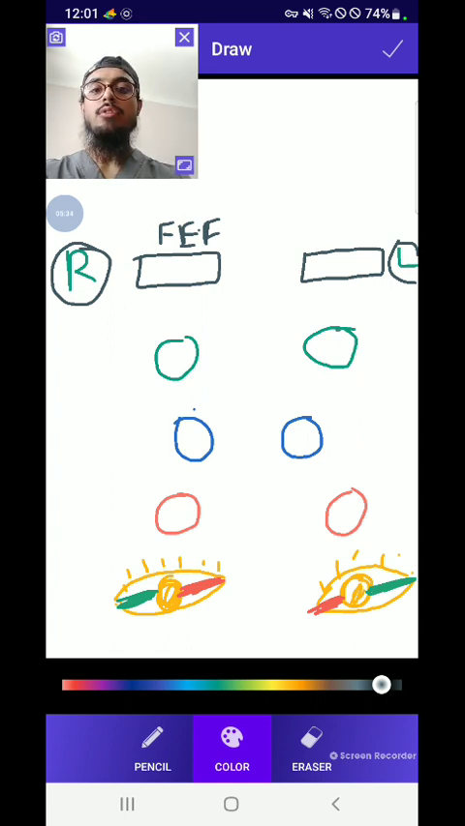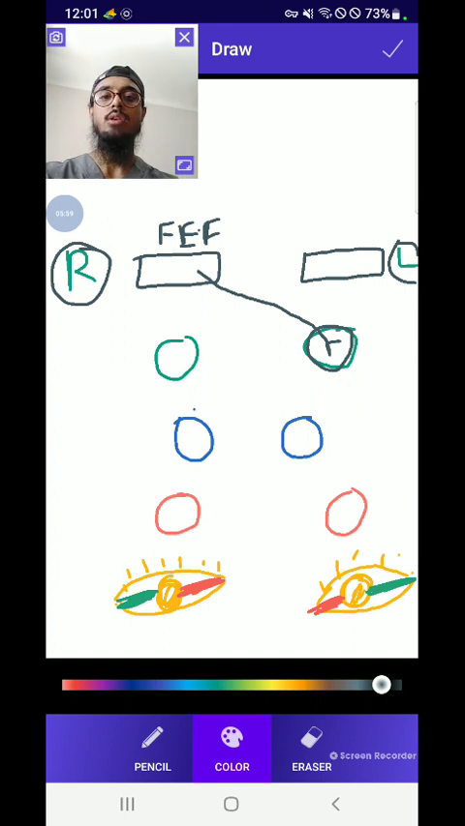So from the frontal eye field of the right side, axons are sent towards the opposite side paramedian pontine reticular formation. This is the paramedian pontine reticular formation. The frontal eye field from the right side sends axons towards the opposite, left side paramedian pontine reticular formation. Here is cranial nerve 6, and here is cranial nerve 3.